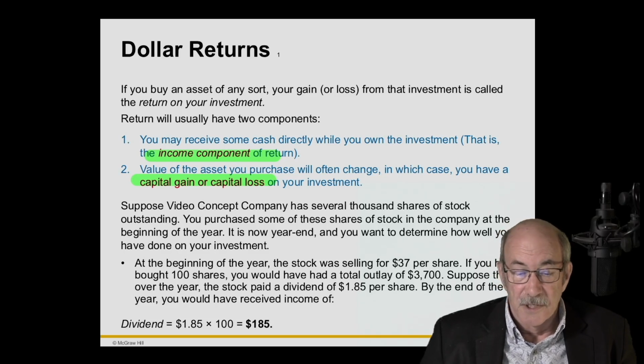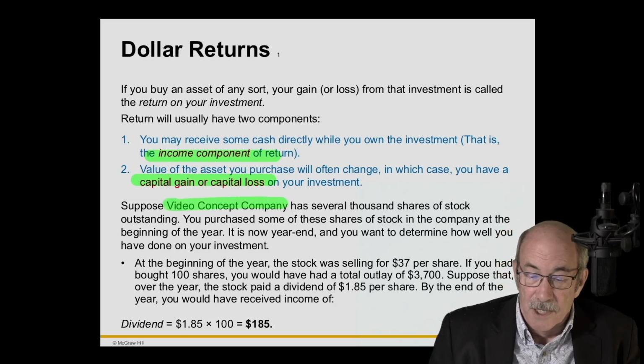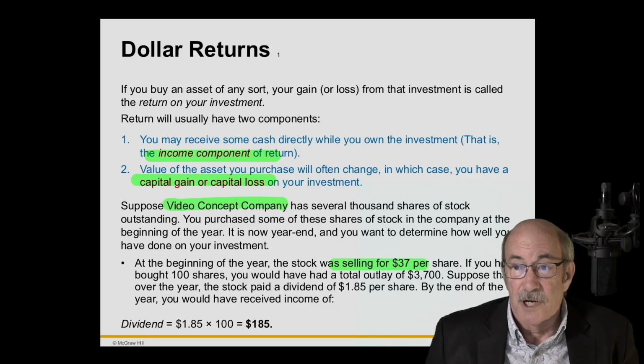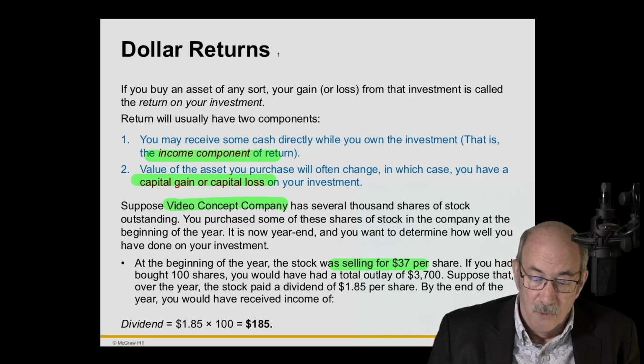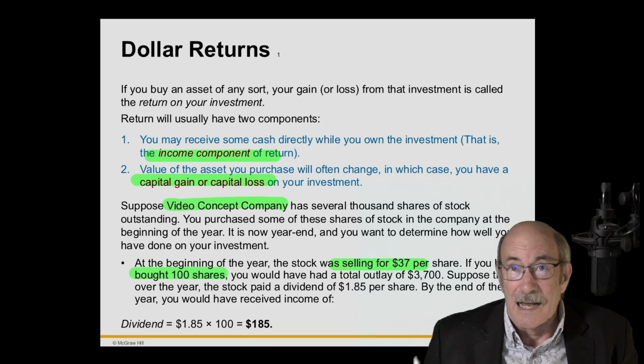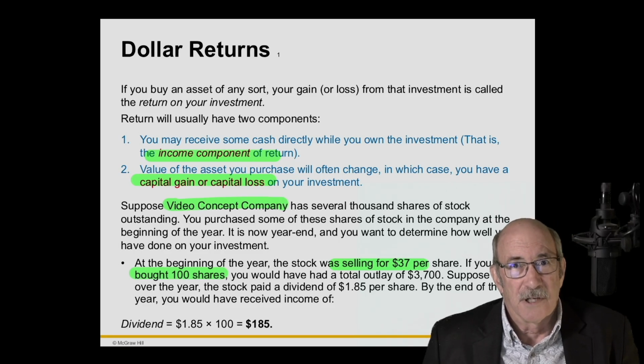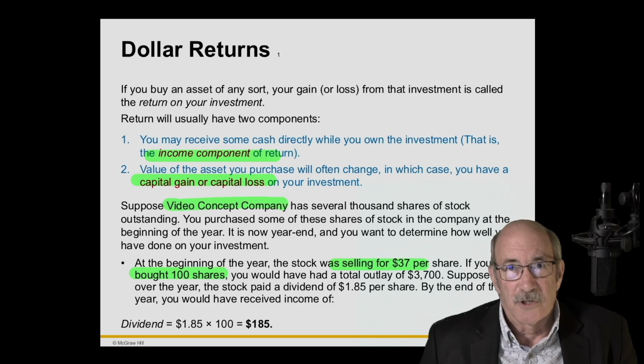Now, in this example, we've got Video Concept Company, and we're assuming that the stock was selling at $37 per share when we originally bought it. We bought a round lot, and that is 100 shares. By the way, it's interesting to note that in today's world, the vast majority of trades on the market are actually for one single round lot. That is only 100 shares.